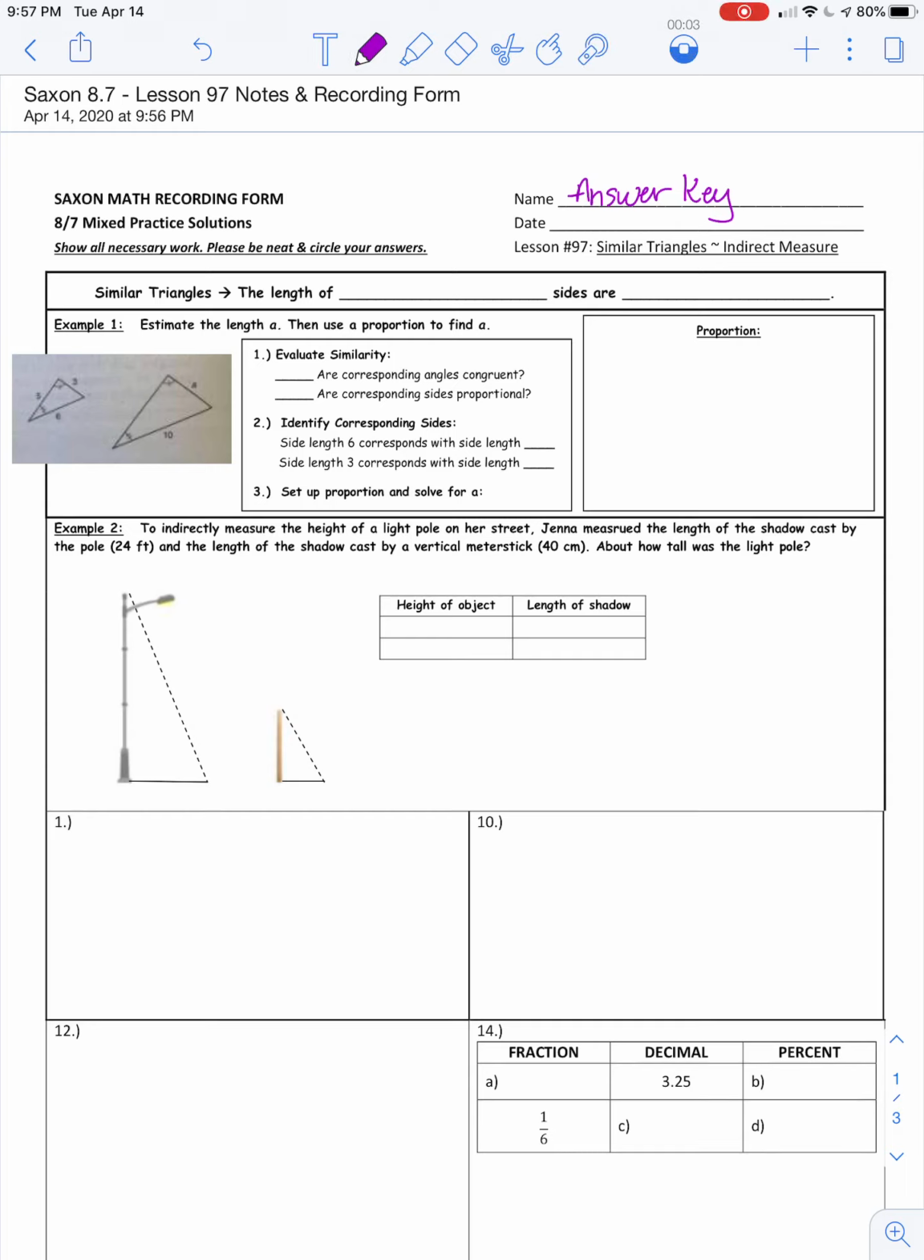Good morning, everyone. Today we're going to be looking at lesson 97 together. We're going to be talking about similar triangles and indirect measure. So we have to understand in this lesson what similar triangles are before we can understand how to use indirect measure. So let's go ahead and start into the lesson.